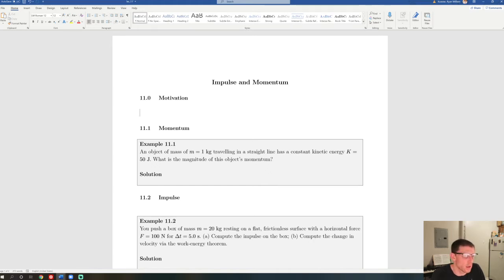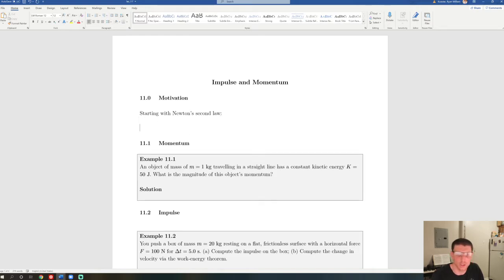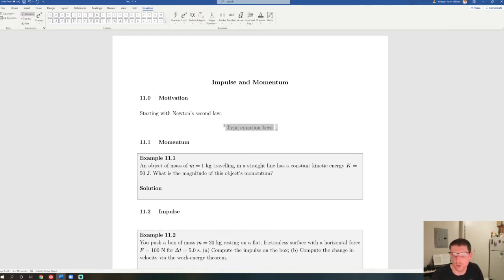And so I think the best thing to do is to start with Newton's second law. So let me just put that down here. Remember, of course, that it's F equals ma.